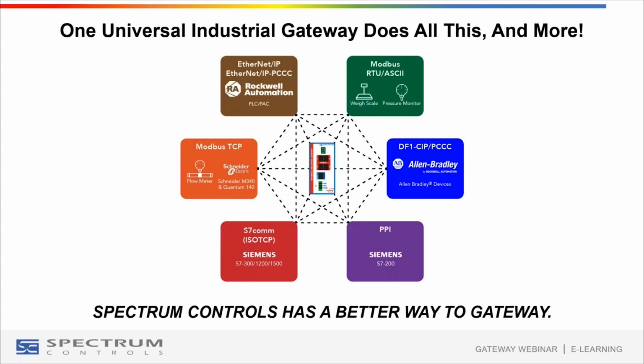Visually, you can see that the Universal Industrial Gateway is your single solution gateway that has the ability to speak up to 9 protocols simultaneously, talk to multiple devices at once, move thousands of tags in one box, and bridge communication between Rockwell, Siemens, and Schneider controllers, as well as field devices.